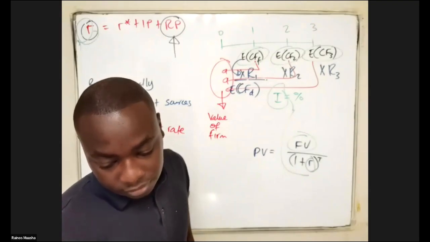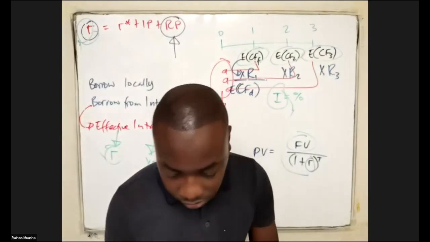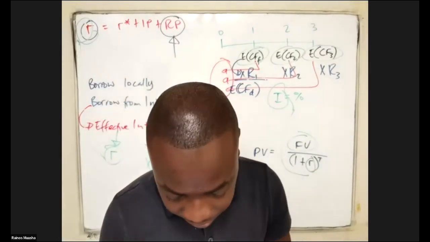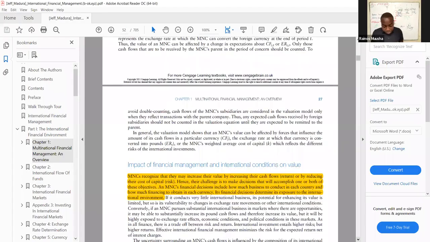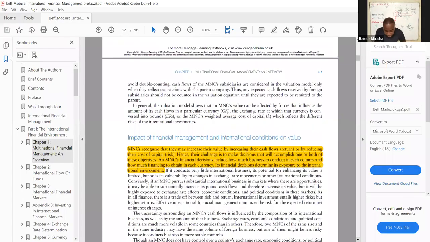So on the next page, we look at the impact of financial management and international conditions on value. And here they say, multinational corporations recognize that they may increase their value by increasing their cash flow or by reducing their cost of capital. Hence, their challenge is to make decisions that will accomplish one or both of these objectives.